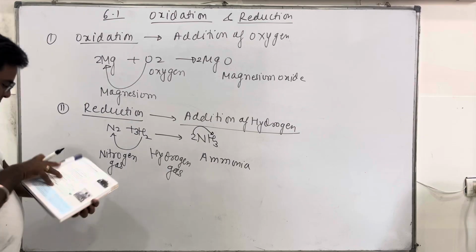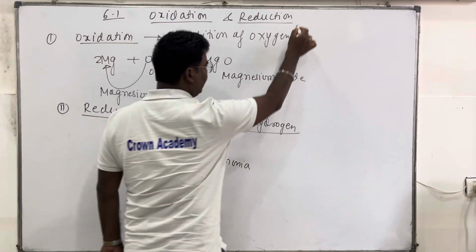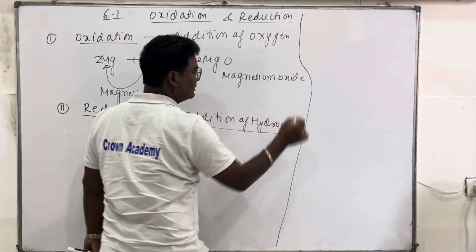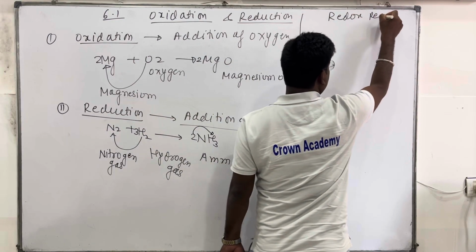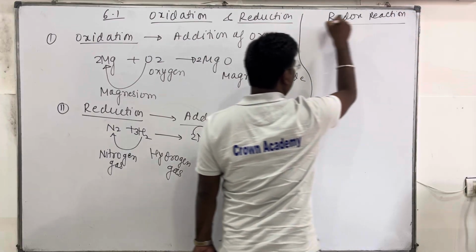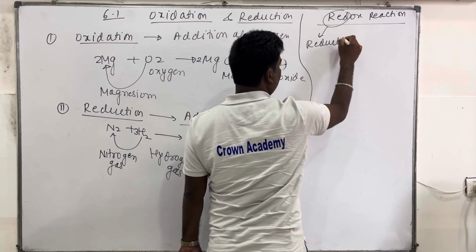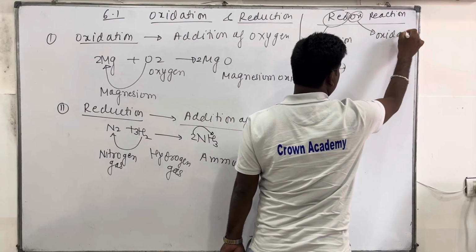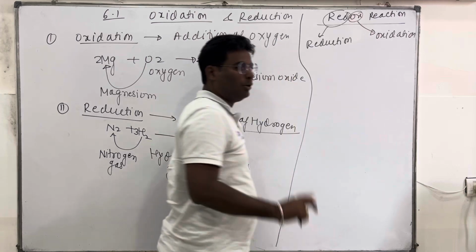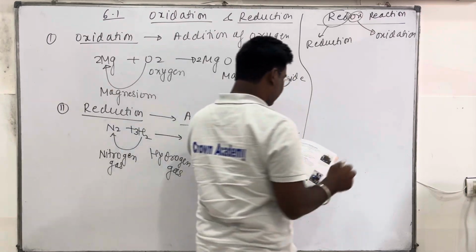Next comes when both happen in one reaction; that is called a redox reaction. Redox means red for reduction and ox for oxidation. So in a reaction when both happen simultaneously, it is called a redox reaction.